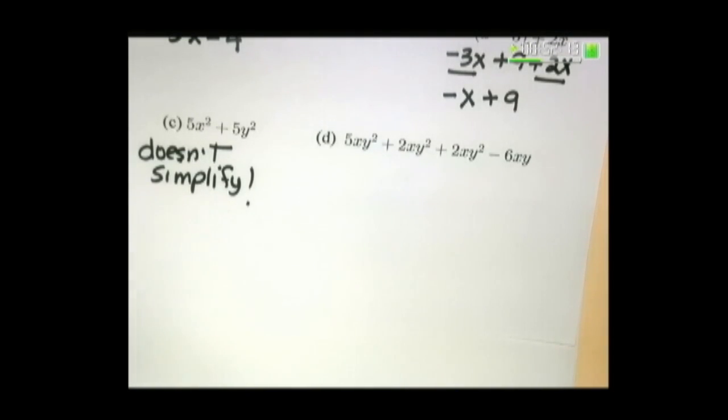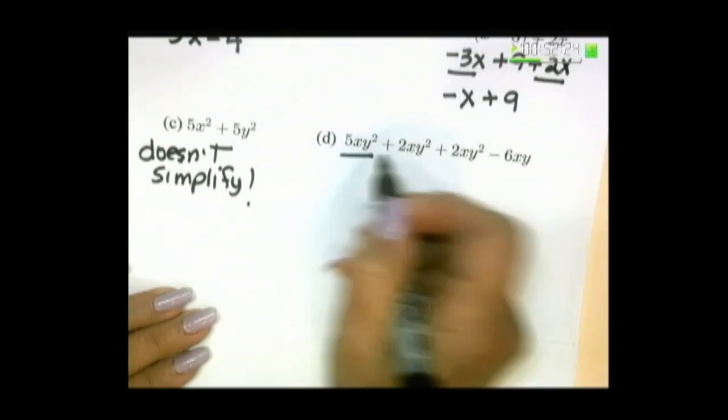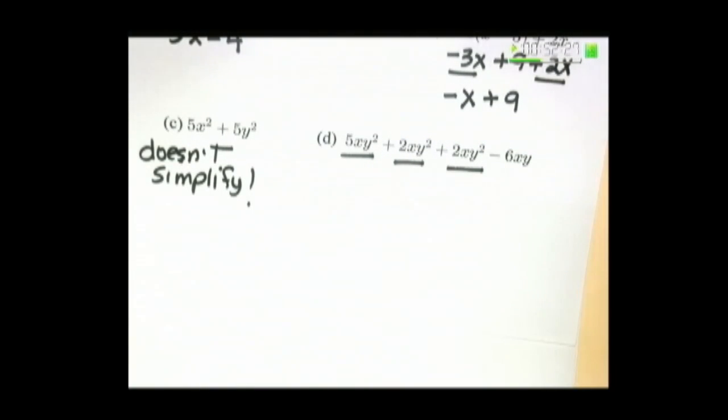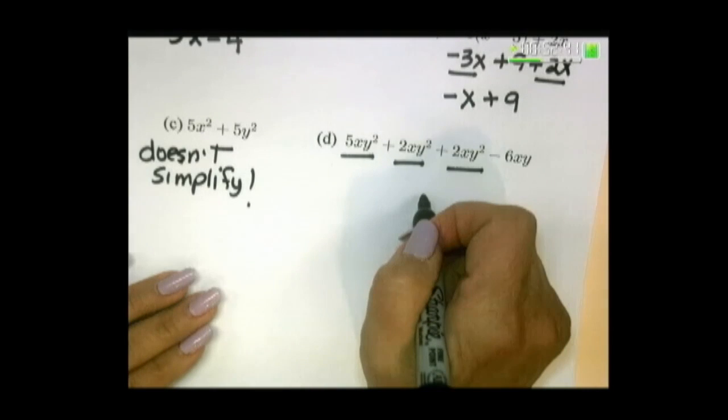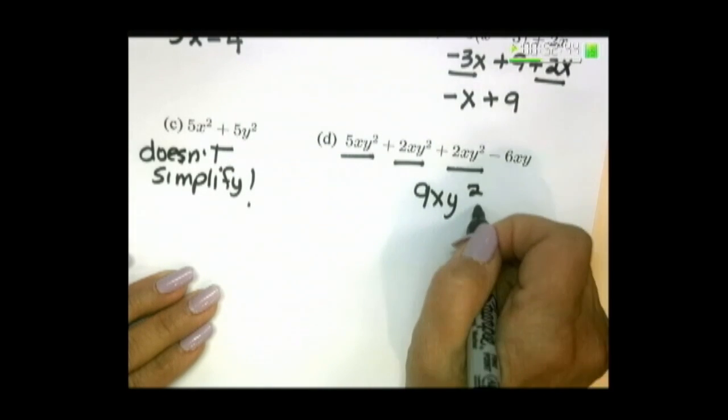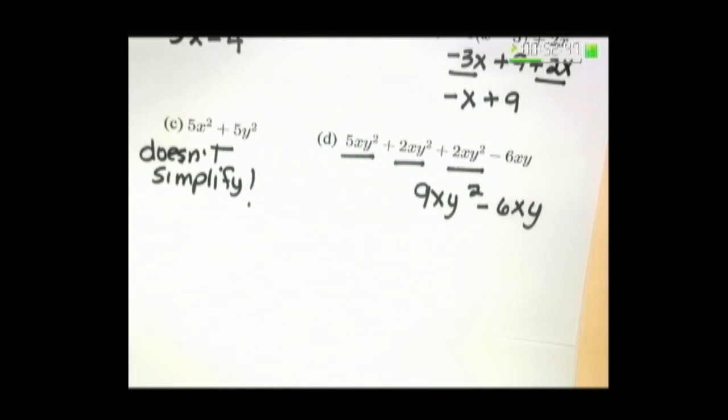5xy squared plus 2xy squared plus 2xy squared minus 6xy. Remember that like terms are the same variables to exactly the same powers. So we have xy squared, xy squared, xy squared. Those three are like terms. 6xy is not. So I can only combine the first 3 terms. So I have 5 of them plus 2 of them is 7. And 7 plus 2 more is 9xy squared minus 6xy. There's nothing that I can combine that minus 6xy with. So that is the answer.